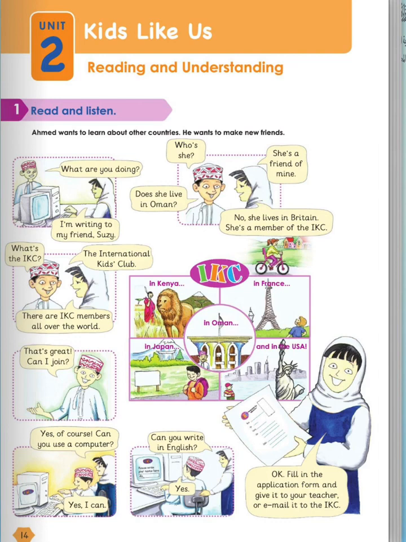Ahmed wants to learn about other countries. He wants to make new friends. Let's read together. What are you doing? I'm writing to my friend Susie. Who's she? She's a friend of mine. Does she live in Oman? No, she lives in Britain. She's a member of the IKC. What's the IKC? The International Kids Club.